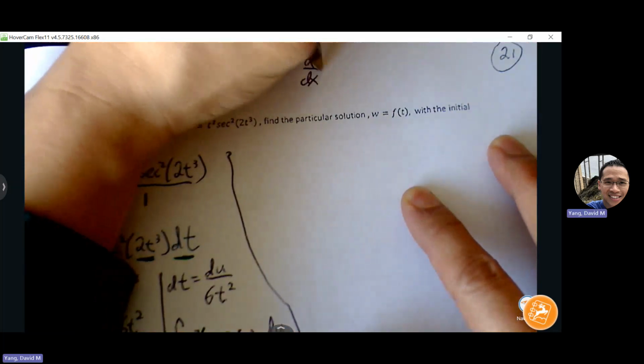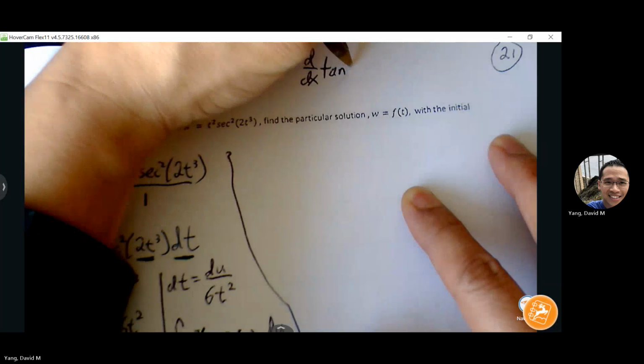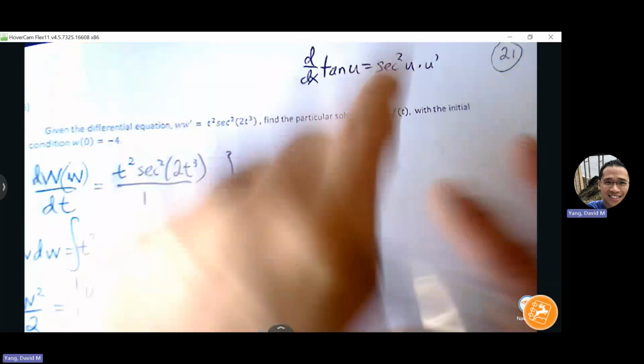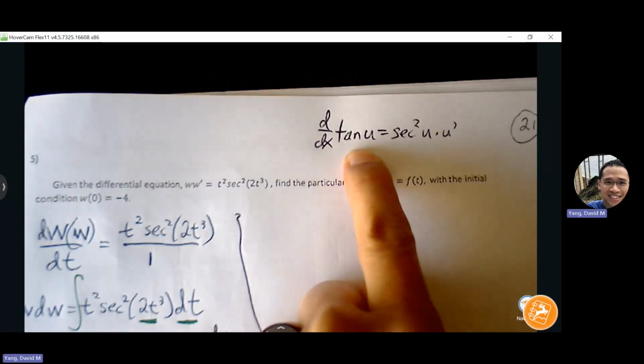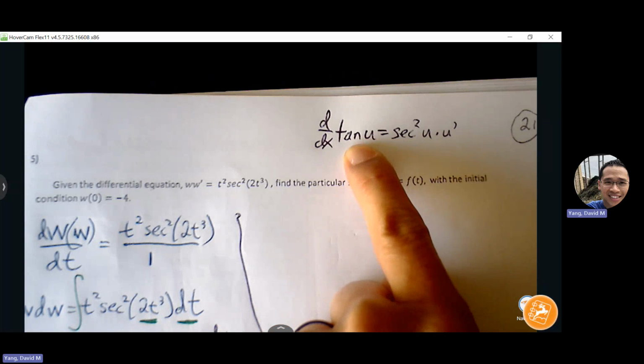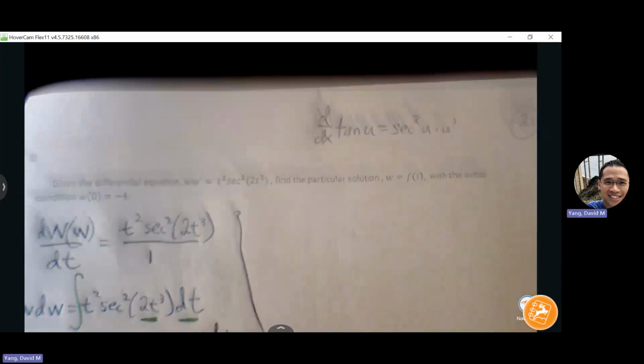All right, do you guys remember this rule? The derivative of tangent of u is secant squared u times u prime. So if the derivative of tangent is secant squared, then the antiderivative of secant squared must bring us back to tangent. Okay.